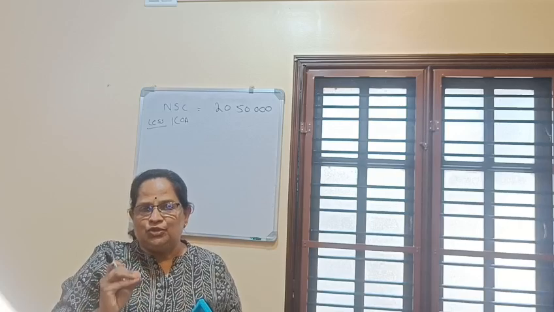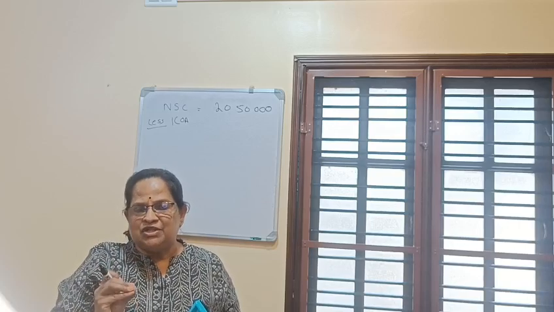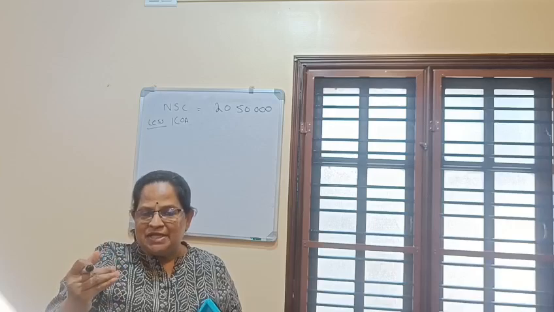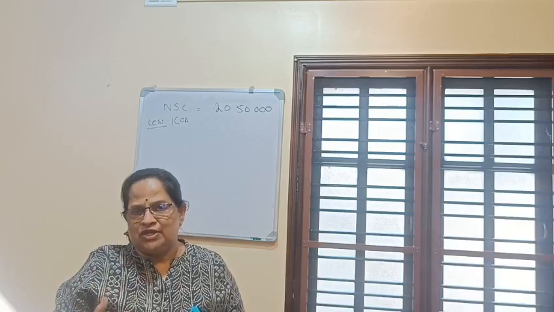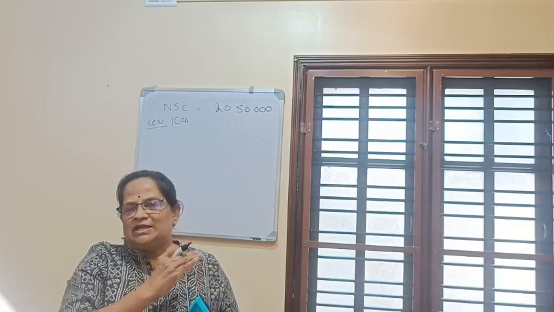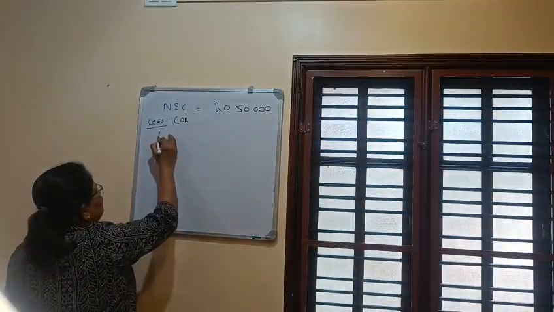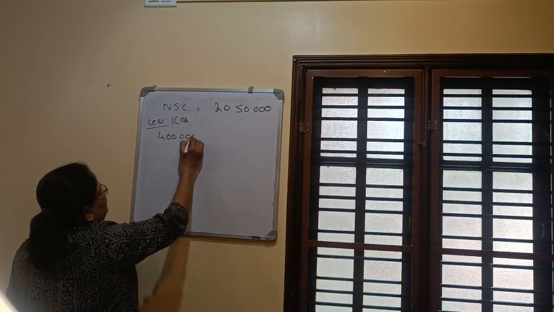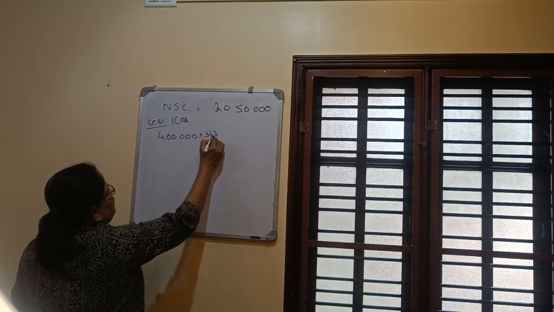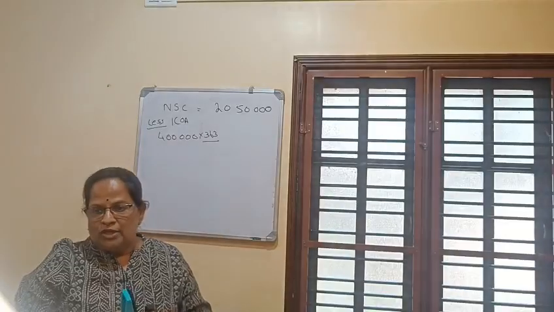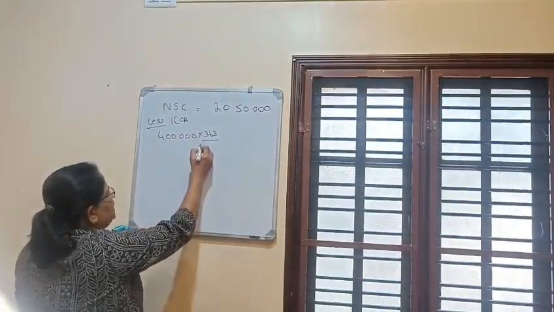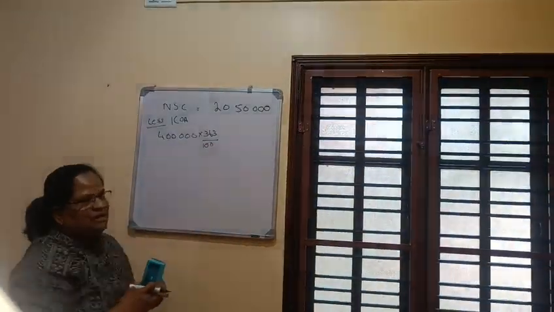Up to financial year 2014-15, the tax treatment was, it will be subtracted from the cost of acquisition. So in this case, 4 lakh 10,000 minus 10,000. So cost of acquisition will become 4 lakhs. 4 lakhs into 363 divided by 100, the index for 2002. So this will be the treatment.